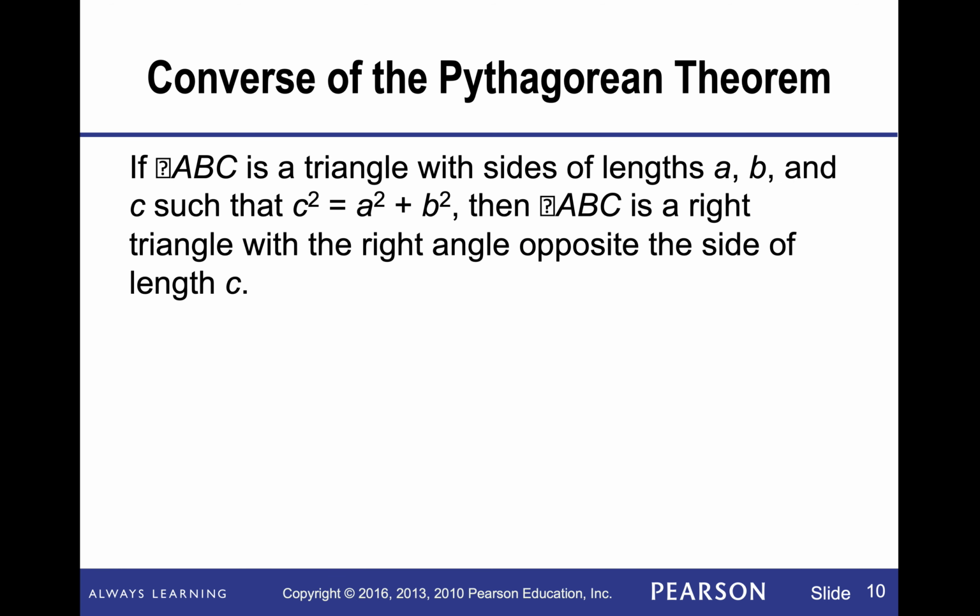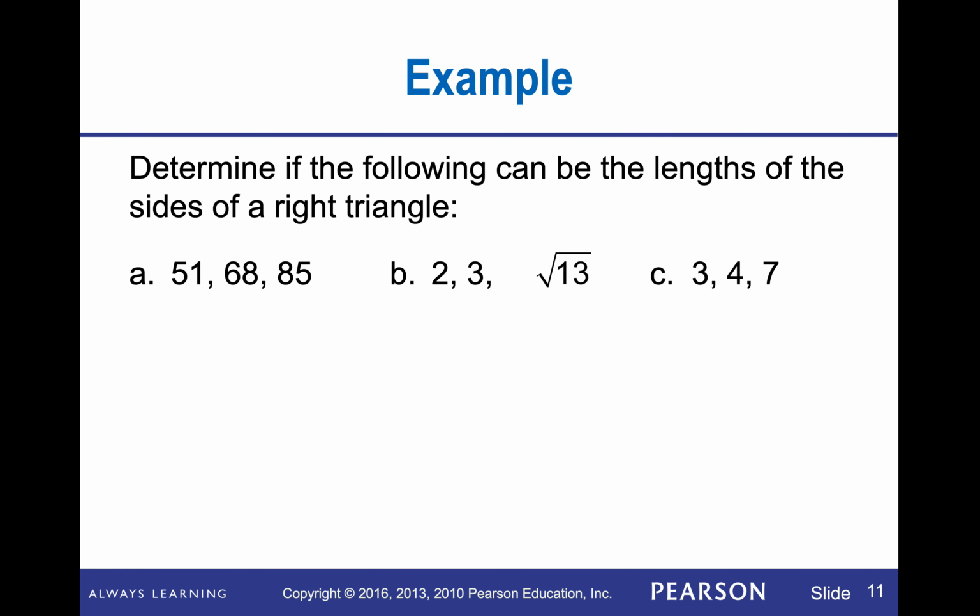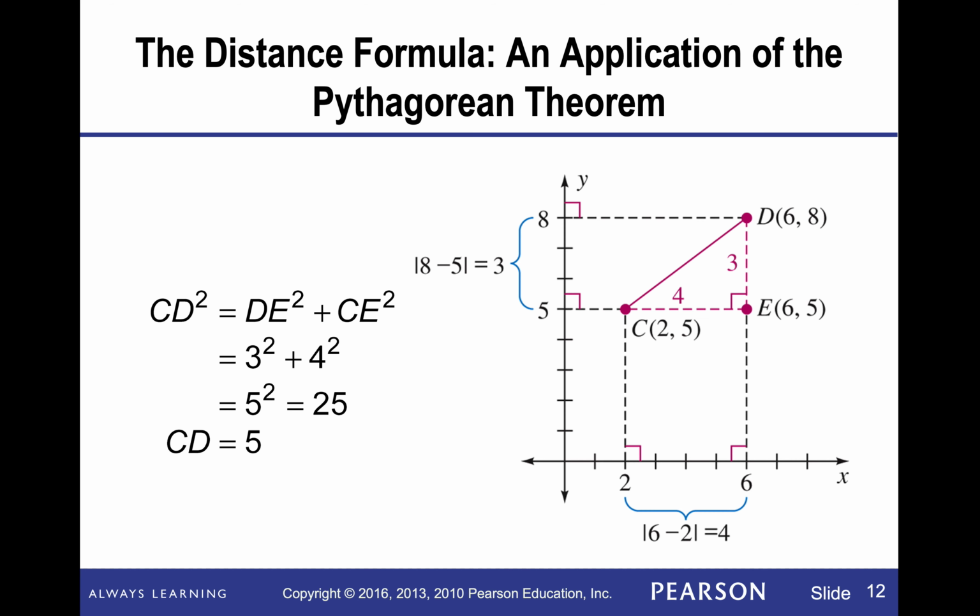So the converse of the Pythagorean theorem is working it backwards. So if it's true, then it has to be a right triangle. That's basically what it says. So if I'm trying to determine if these are a right triangle, I'm going to take 85 because it's the biggest side, and 85 squared has to equal 51 squared plus 61 squared. That's true. In B, it's also true. And in C, it's not going to be true because 49 does not equal 9 plus 16.